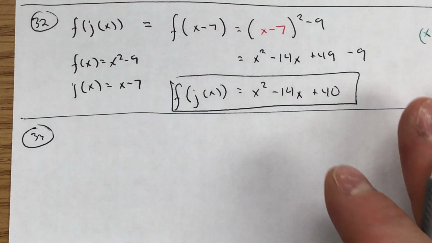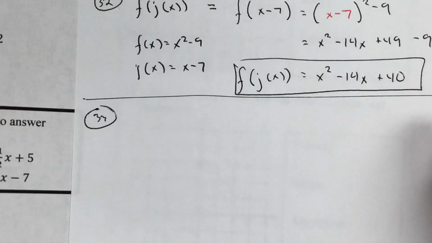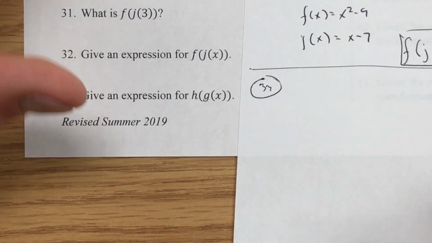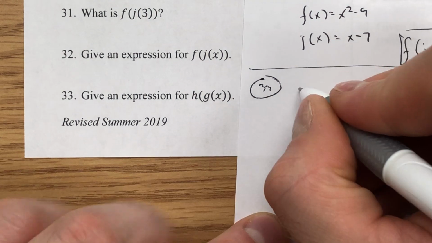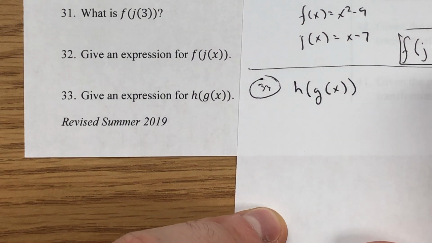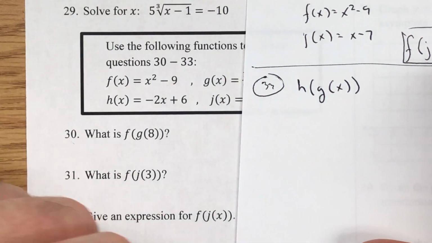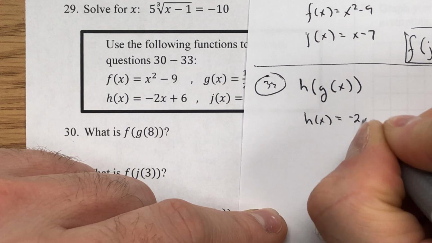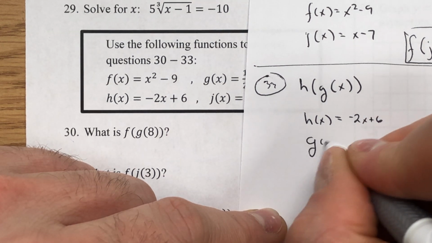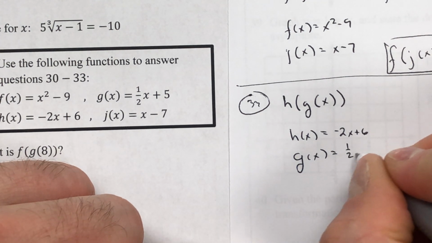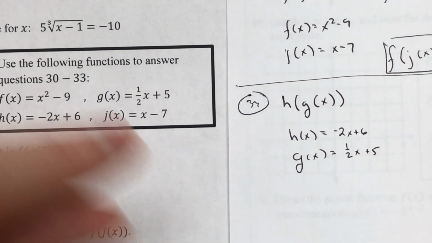So for the last one in this column, number 33. So I have h of g of x. Okay. That means I need to figure out what is h of x. H of x is negative 2x plus 6. G of x is 1/2 x plus 5.